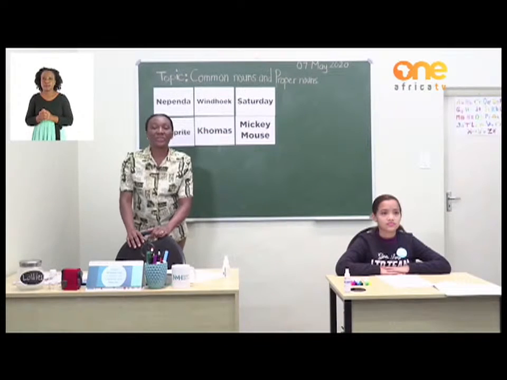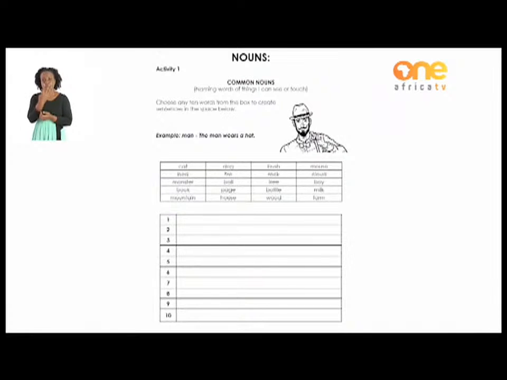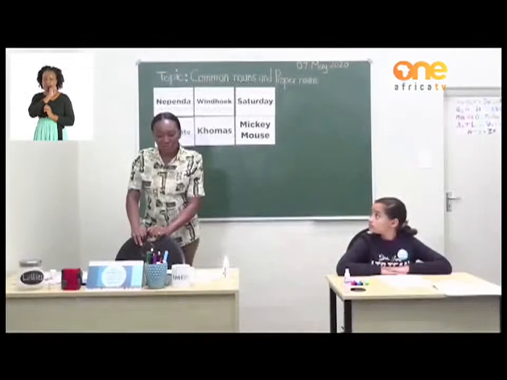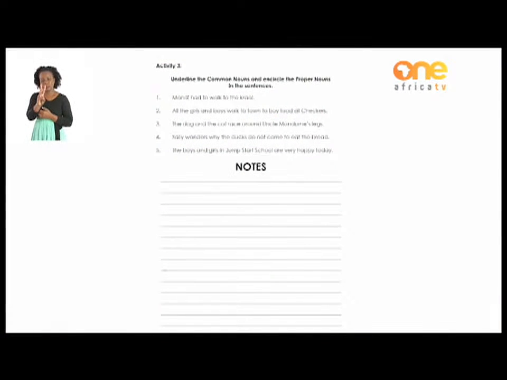I'm going to leave you with an activity to do. Now, in your booklet on page 4, you are going to do activity 1 on common nouns. Let us move on to page 5. On page 5, you are going to do an activity on proper nouns. So that means you are going to do activity 2. Moving on to page 6. I want you to do activity 3 on page 6.